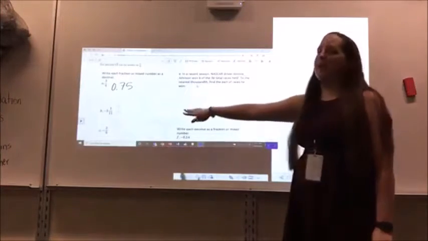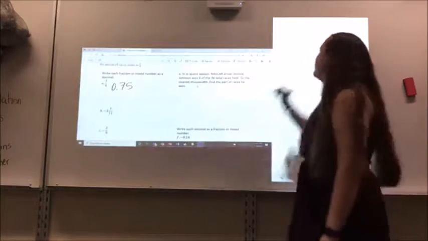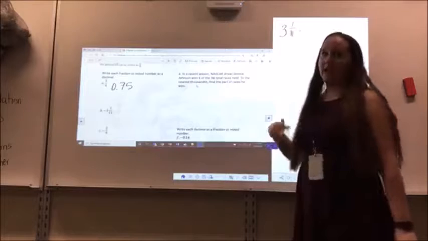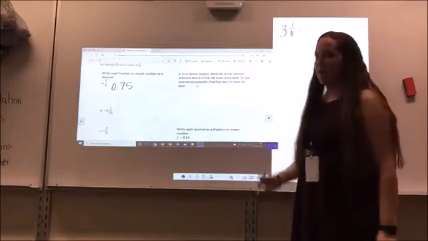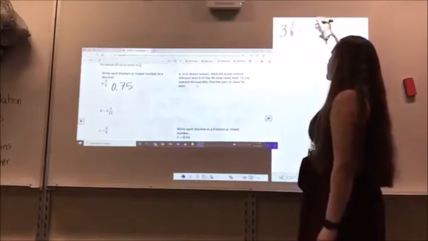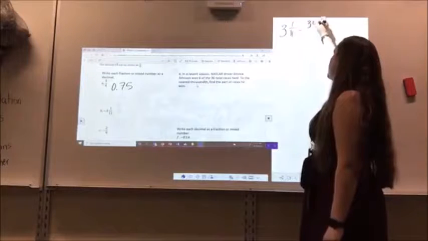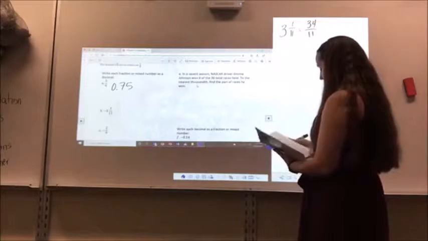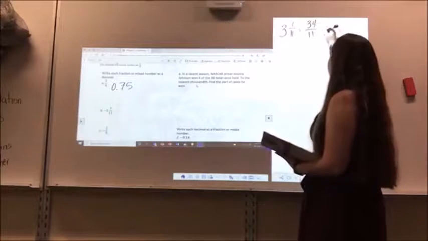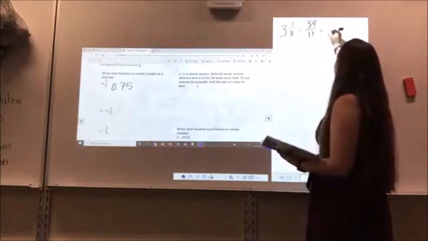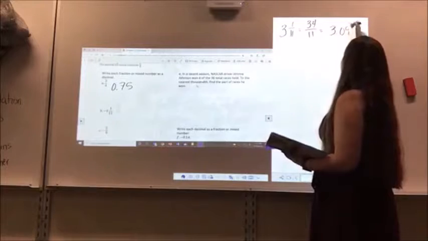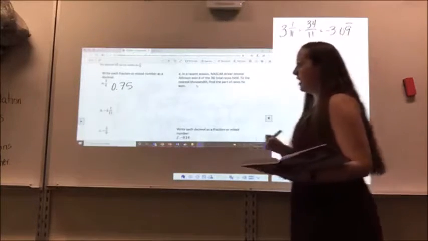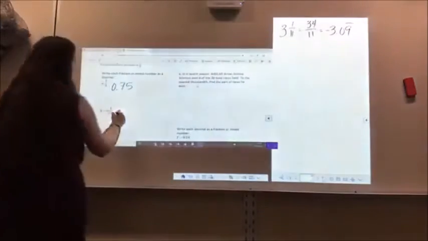So again, we're going to forget that there's a negative sign there. I have 3 and 1/11. I'm going to change that from a mixed number into an improper fraction. 11 times 3 is 33, plus 1 is 34. So I have 34 over 11. Okay? When I divide this, I'm going to get 3.09 repeated. Okay? And because it's negative, I remember to bring that negative sign.